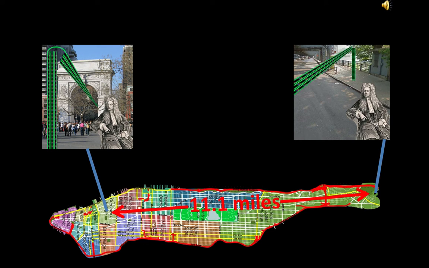If you've ever been to New York, this should give you a pretty good picture of the relative proportions of our 10 million fold enlarged model. It's 1 foot wide and 11.1 miles long, about the length of Manhattan Island.